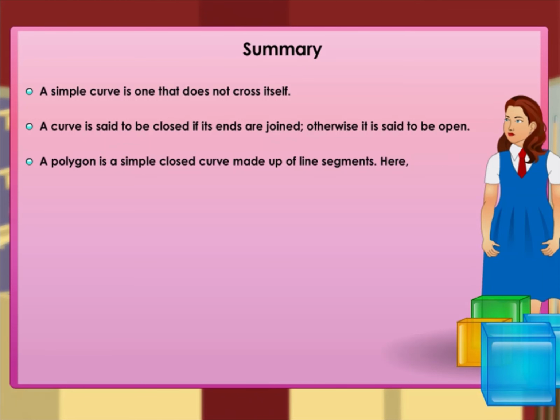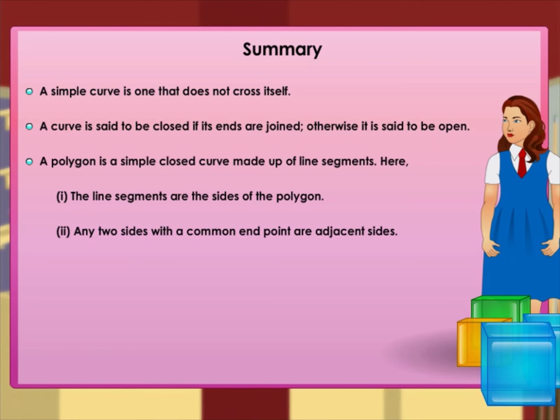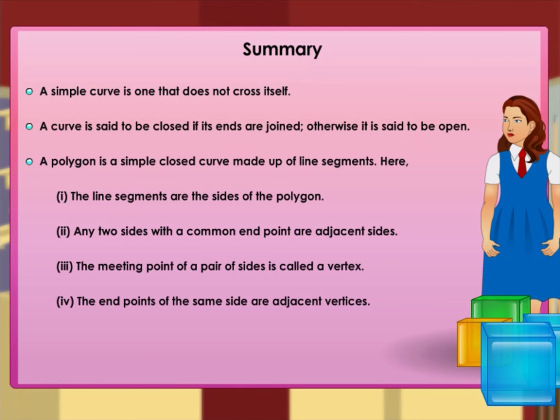Here, 1. The line segments are the sides of the polygon. 2. Any 2 sides with a common end point are adjacent sides. 3. The meeting point of a pair of sides is called a vertex. 4. The endpoints of the same side are adjacent vertices. 5. The join of any 2 non-adjacent vertices is a diagonal.